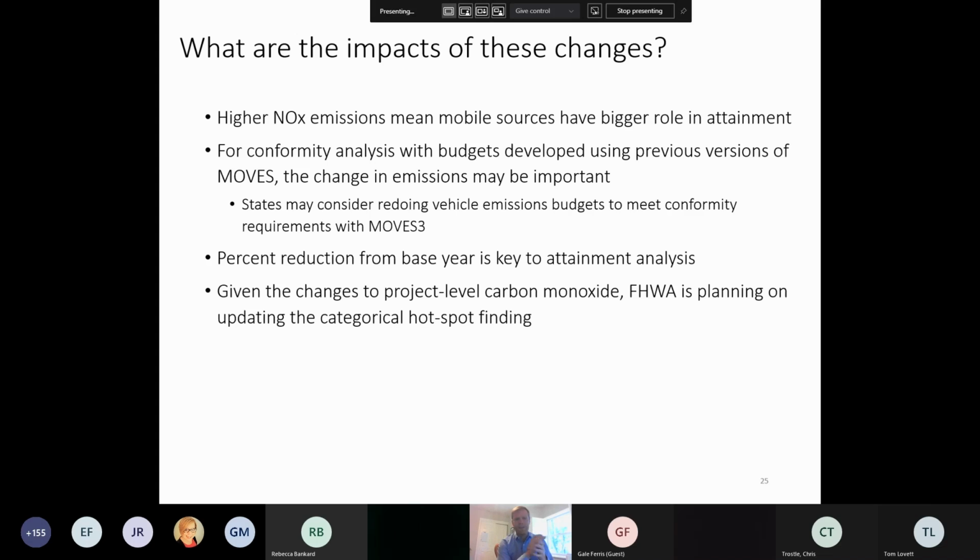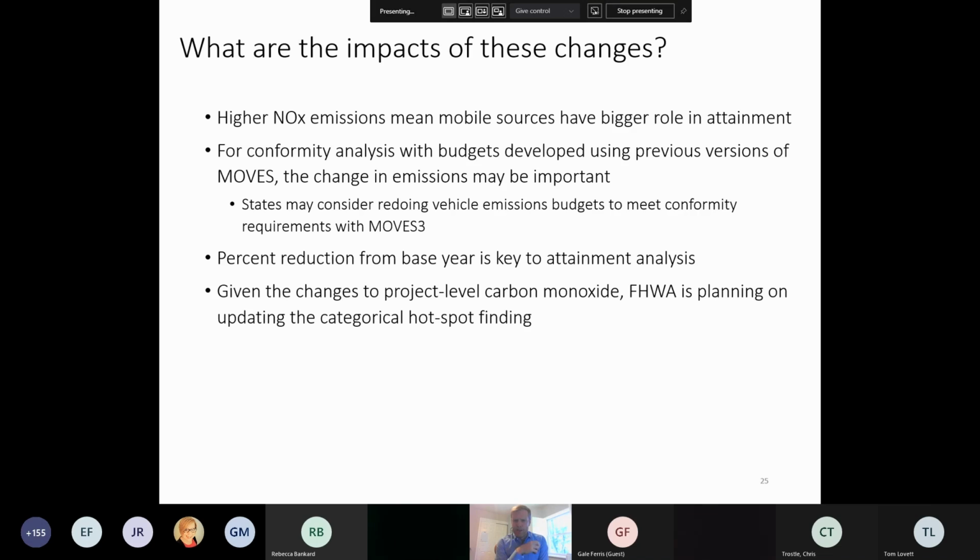On the SIP side, the key to attaining standards is showing that from a base year to some future attainment year, you're getting the types of reductions in NOx and VOCs and all the criteria pollutants, or the precursors for ozone at least, so that you can attain the standard in that out year. Now, if we've got NOx going up in future years, that delta is going to be less, and it might make it a little more challenging to model attainment for ozone, for instance. So that's the consideration there with an increase in NOx.